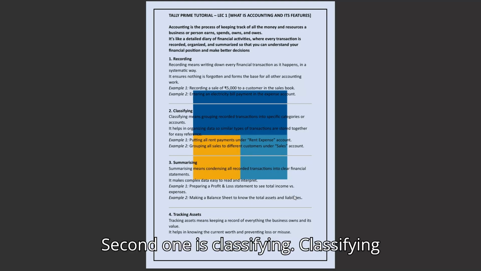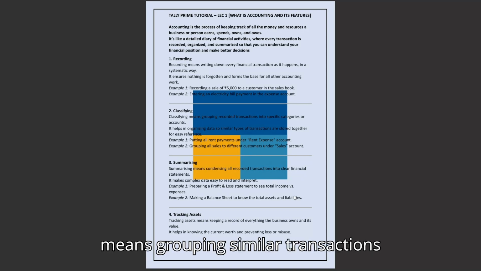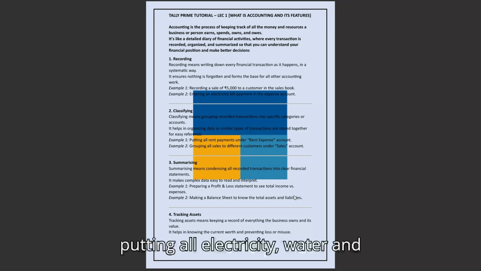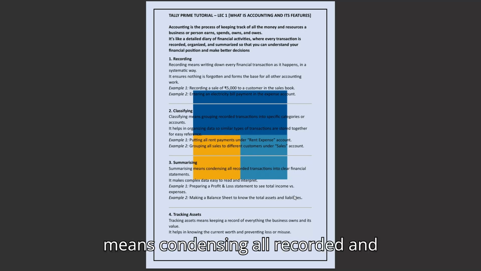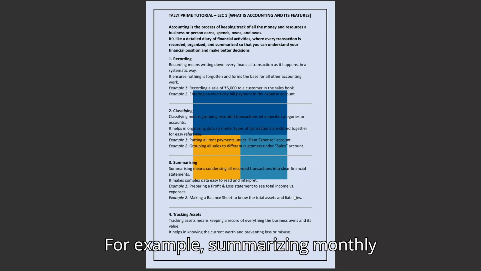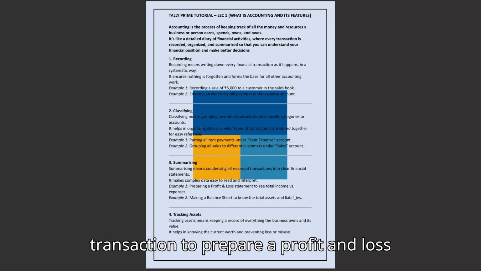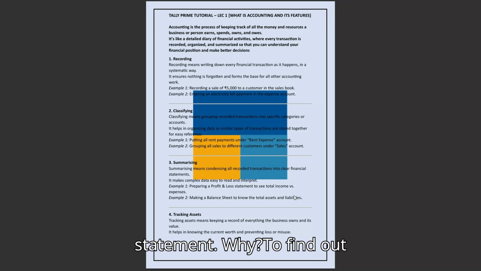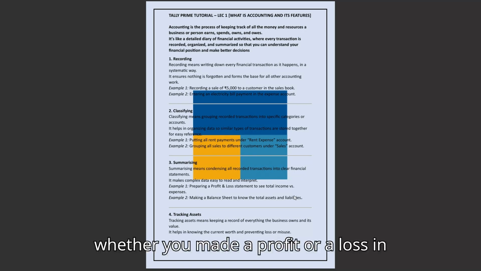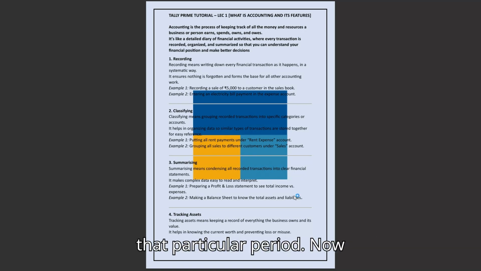Second one is classifying. Classifying means grouping similar transactions together. For example, putting all electricity, water, and internet bills under the expenses category. Why? To see your total spending on utilities at a glance. Third one is summarizing. Summarizing means condensing all recorded and classified data into clear reports. For example, summarizing monthly transactions to prepare a profit and loss statement. Why? To find out whether you made a profit or a loss in that particular period.